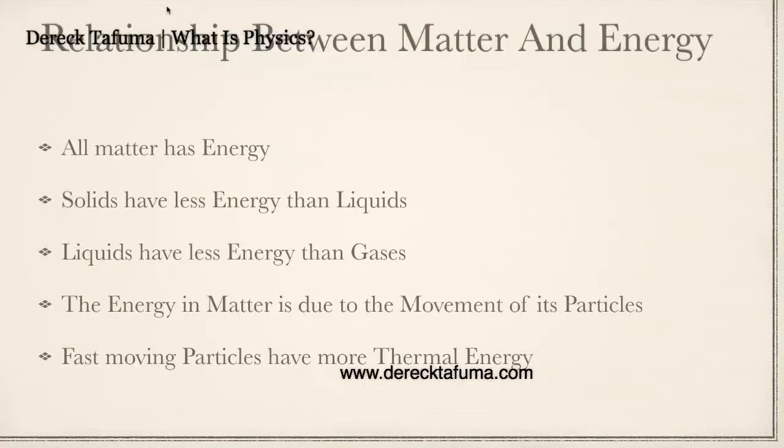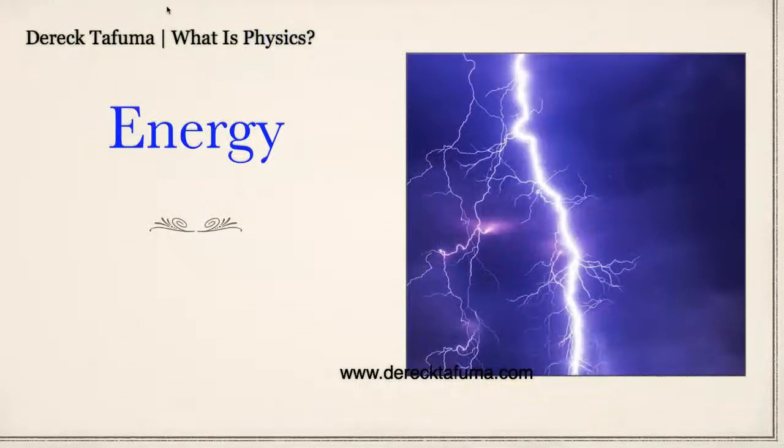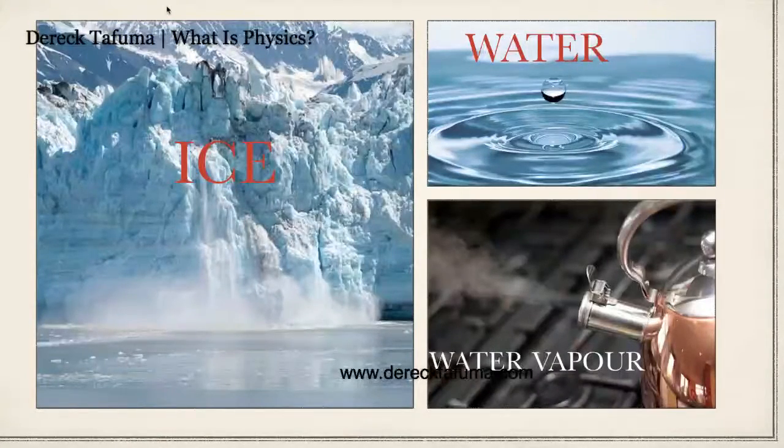So what do we mean by the relationship between matter and energy? All matter is energy. All the solids, liquids, and gases have energy. But solids have less energy than liquids, and liquids have less energy than gases. So gases have the most amount of energy. The energy in matter is due to the movement of its particles. Fast-moving particles have more thermal energy, which means that the water vapor in the boiling water example here has more thermal energy than the water or the ice.